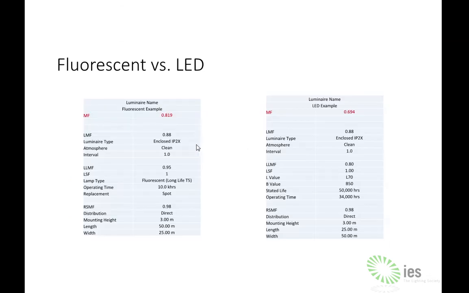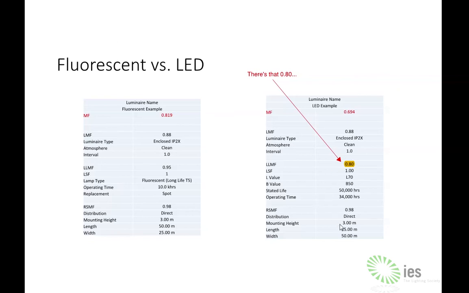There's nothing special. They're both LMF 0.88, RSMF 0.98, still being installed in the same room, in the same way. LSF in both cases is 1. We're just going to replace them as they die. Our LLMF is where we're showing the difference. Hey, look, 0.8. Anyone heard of 0.8 before for LEDs? Here it is right here.